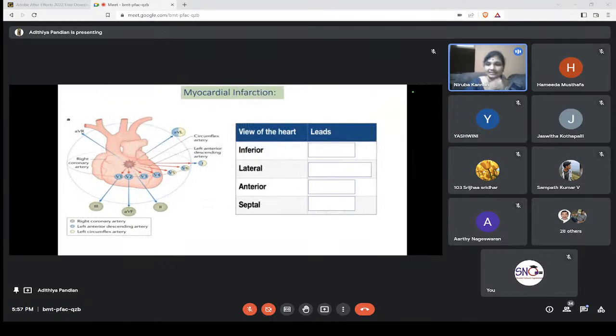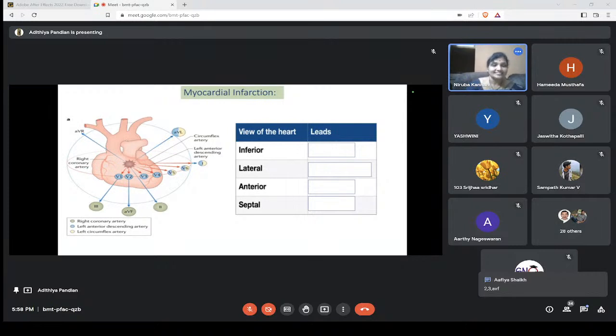Okay, this is the only one slide which I wanted all you students to know very well. So kindly tell me, where are the leads now? If the inferior wall of the heart is affected, which lead will reflect it? Can you please say? If there is an inferior infarction, which leads can reflect it? Okay, lead 2, lead 3, AVF.